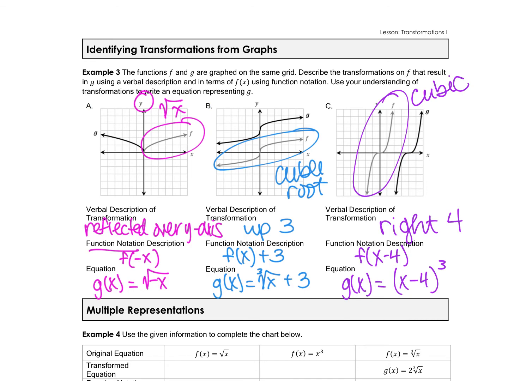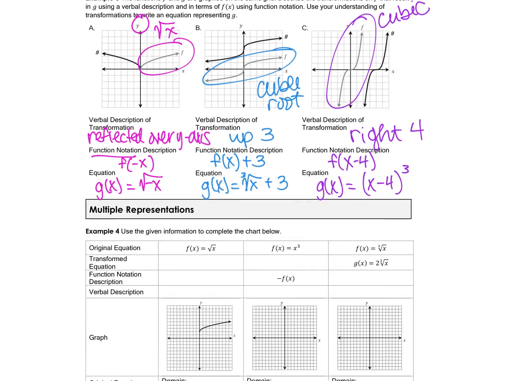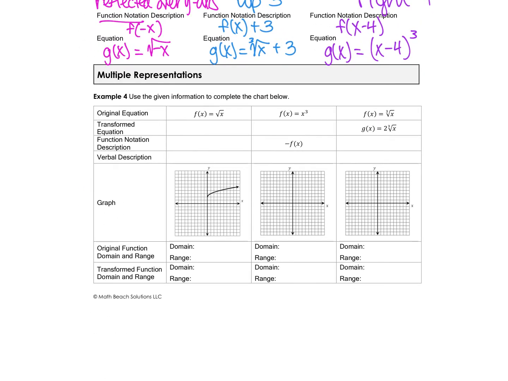So different ways of identifying your transformations from your graph. Okay, so last example, we're going to be looking at multiple representations. So we're going to be given some information, and we're going to have to fill in the rest of the chart.